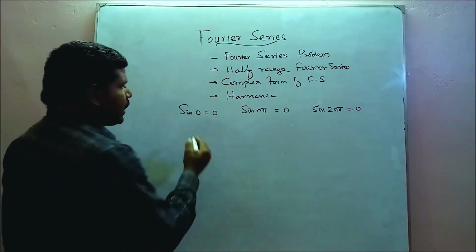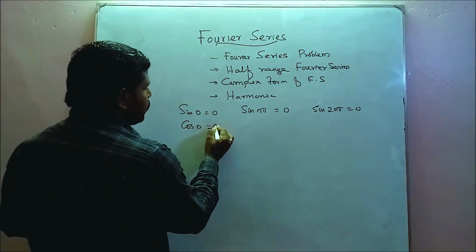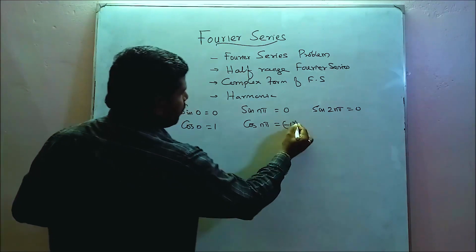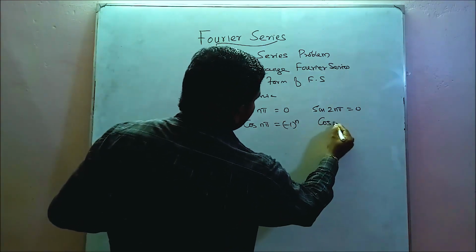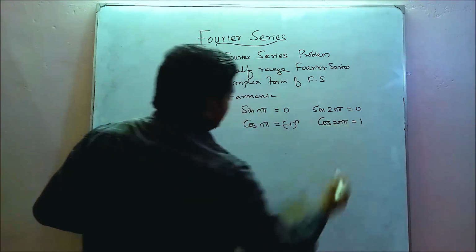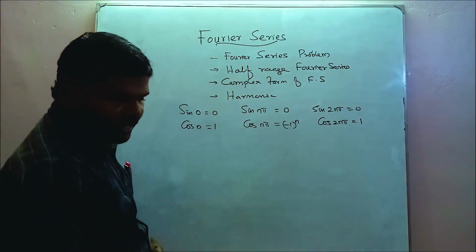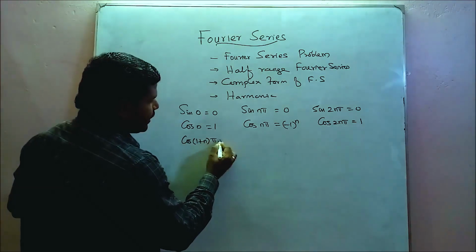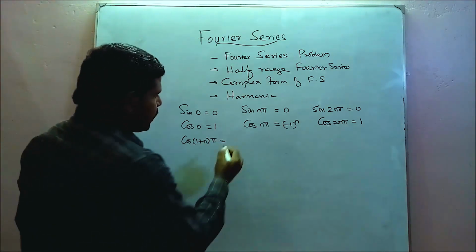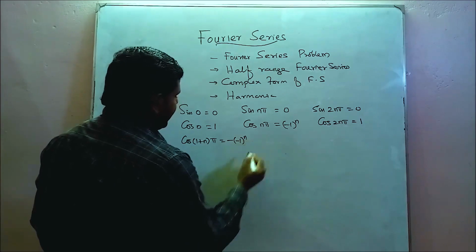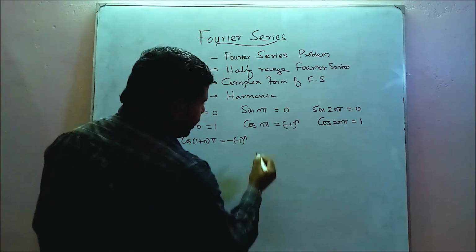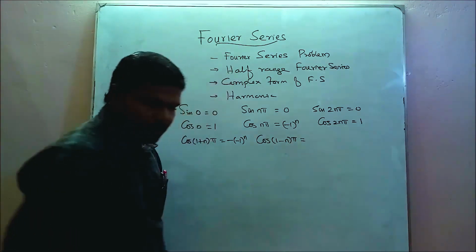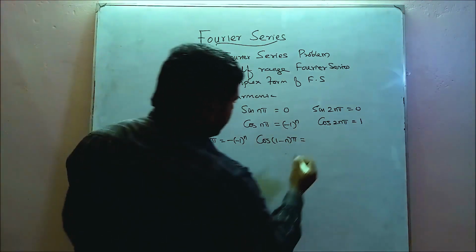இதே மாதிரி பாத்தீங்கன்னா cos 0 equal to 1. So cos n pi equal to -1 the whole power n. So cos 2n pi is equal to 1. So please keep in mind. So இதே மாதிரி cos of 1 plus n into pi is equal to minus of -1 the whole power n. So cos of 1 minus n into pi is equal to minus of -1 the whole power n.